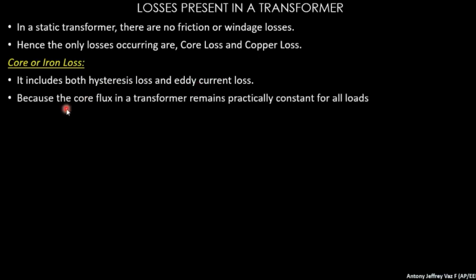Because the core flux in a transformer remains practically constant for all loads, hysteresis loss variation is 1 to 3 percentage from no load to full load. Magnetic flux is going to pass through the core, that is the laminated core that is present in the transformer. This core should be made up of silicon steel material. This silicon steel material has a loss known as hysteresis loss.